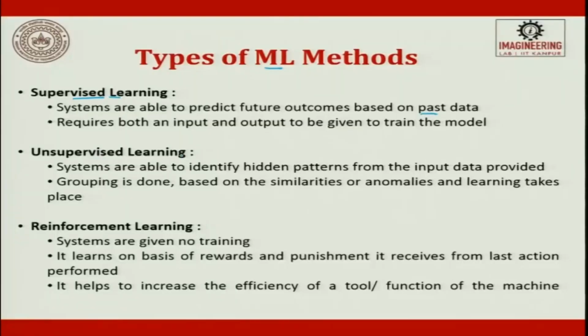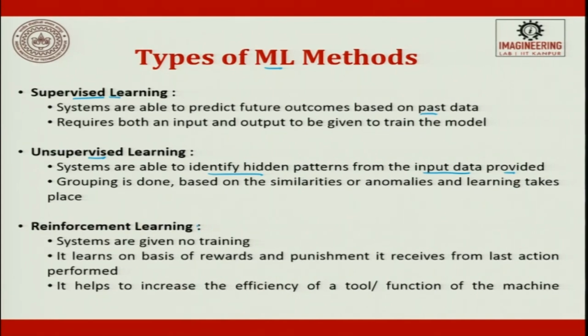What is unsupervised learning? Systems are able to identify hidden patterns from input data provided. So that is unsupervised. It analyzes and tries to figure out a hidden pattern inside it, and that hidden pattern is now used for learning and for predicting the future. Grouping is done, basically clustering, based on the similarity or abnormality, and learning takes place.